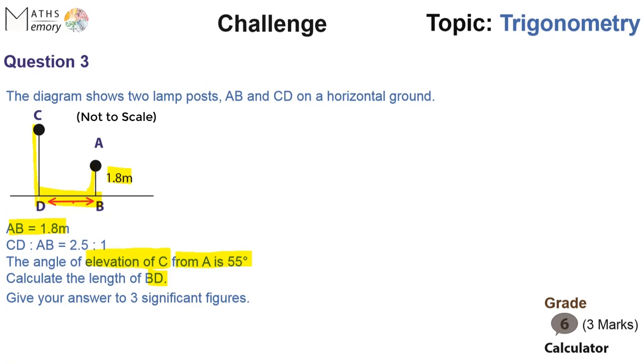So first of all, let's work out the length of DC over here. If AB is 1.8, then 1.8 times 2.5 will give us our answer for this. You can use a calculator. It'll be 4.5. Okay, 4.5 meters over here. So this whole length of CD is going to be 4.5 first of all.